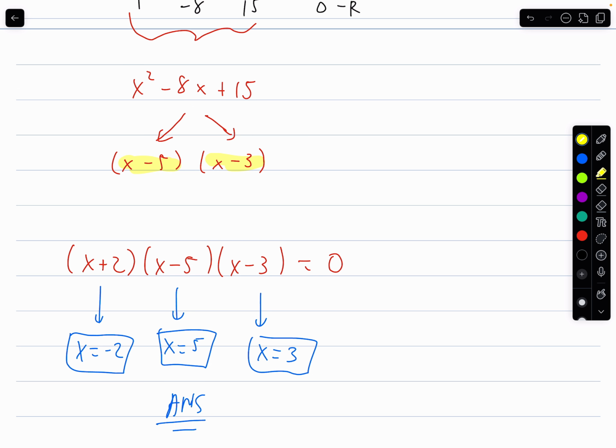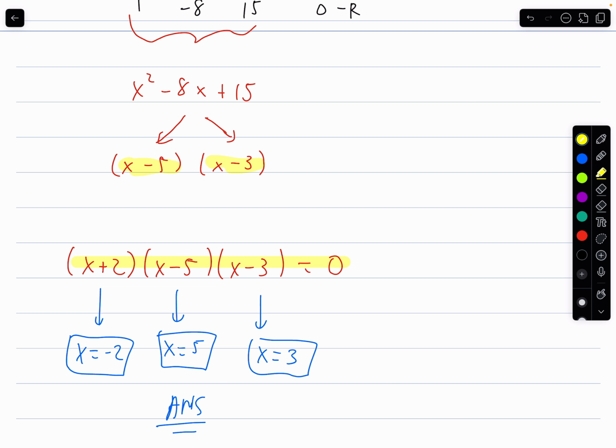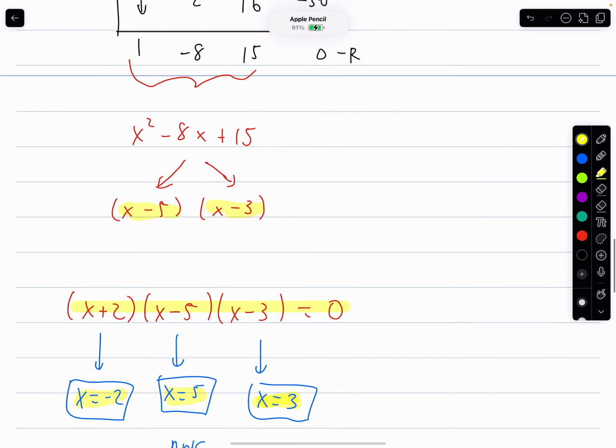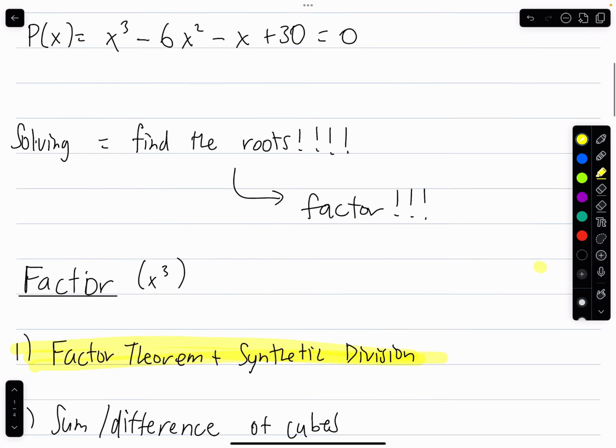Once you get this final function, all you have to do is find the roots by setting each of these factors to 0. So x plus 2 equals 0 gives me x equals negative 2. X minus 5 equals 0 gives me x equals 5. And x minus 3 equals 0 gives me x equals 3. So hopefully this makes a lot of sense, guys. This is the main concept that you need to learn for this lesson.